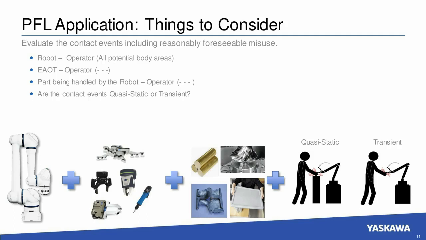We also have to take into account the end of arm tool. Where is it going to contact the operator? And how is it going to contact the operator? And also the part being handled. So if the part can strike the operator, what's involved in that? And are these events quasi-static or transient?